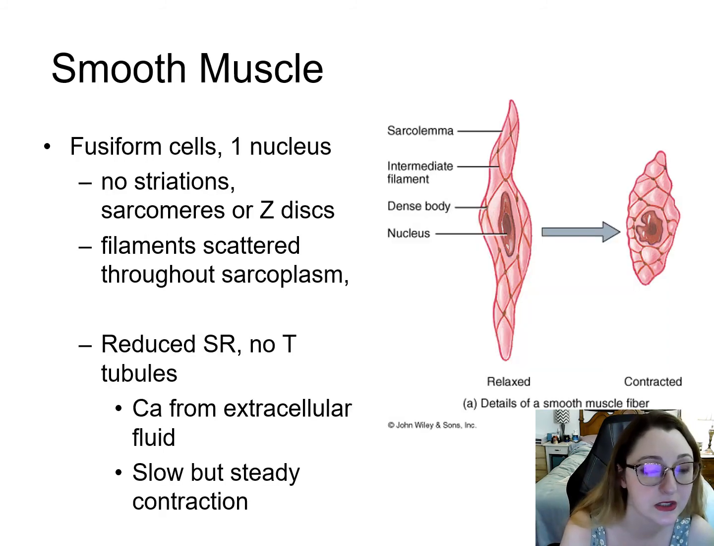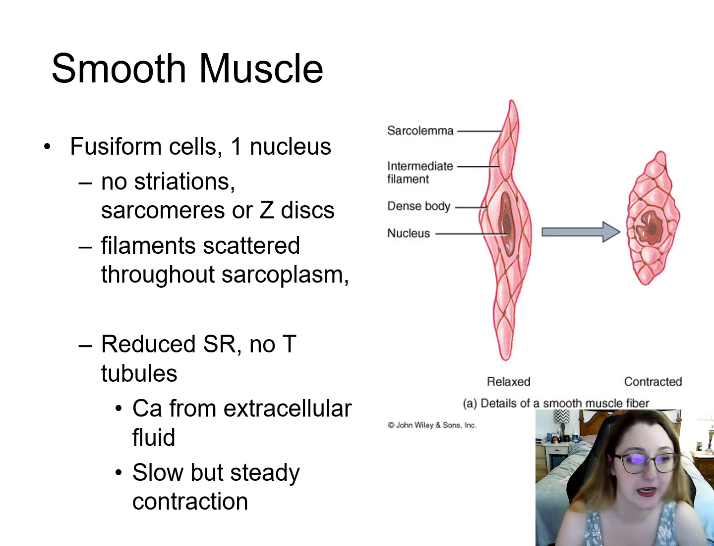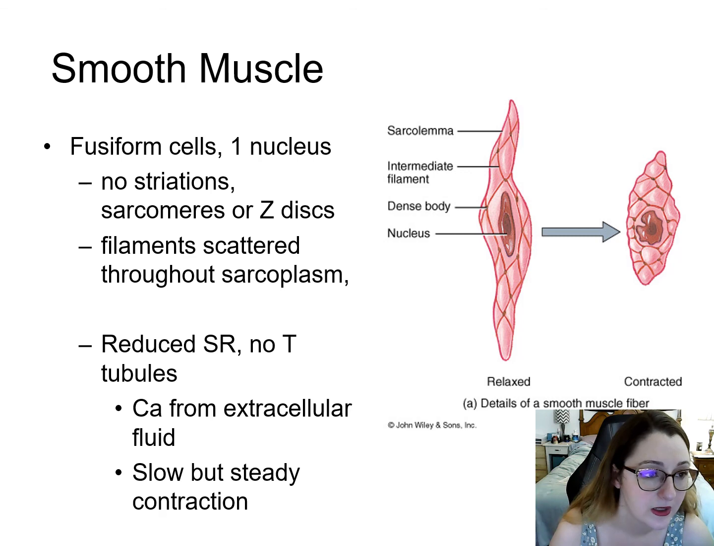This is the last little topic here, and that is the other two types of muscle tissue. We're going to start with smooth muscle, and it is just one slide each because we will talk about these a little bit more later in our lectures. Smooth muscle is composed of fusiform cells that contain only one nucleus, so they are not multinucleated like skeletal muscle tissue.